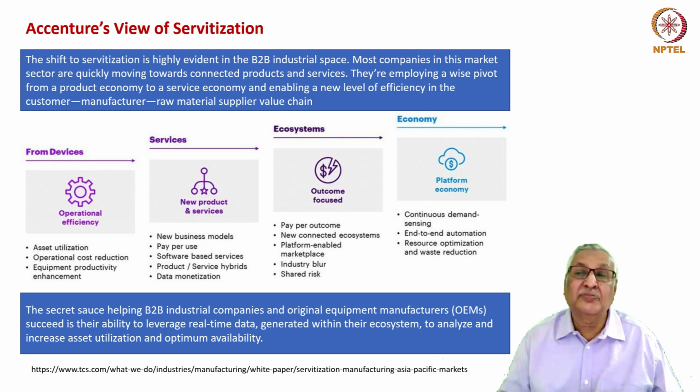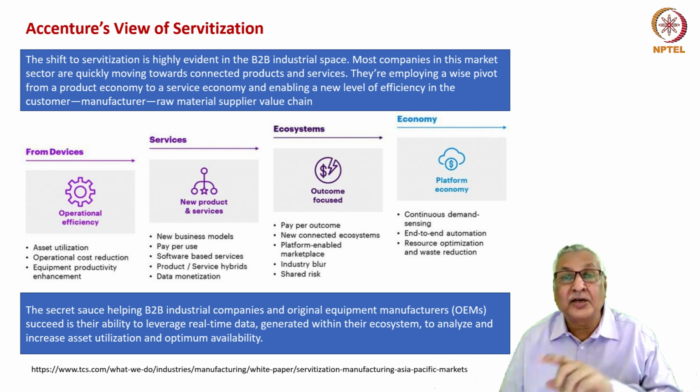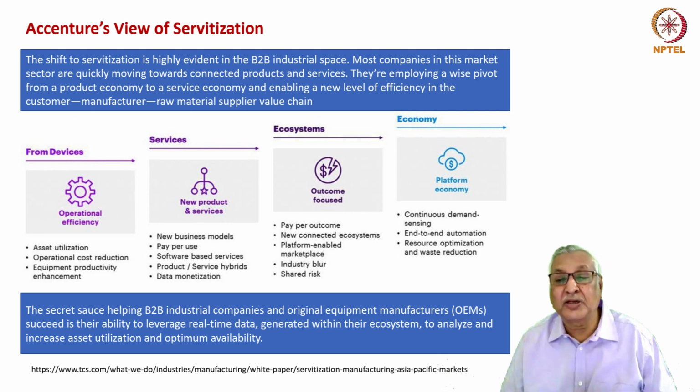So most companies in the B2B market sector are quickly moving towards connected products and services. They are employing a wise pivot from a product economy to a service economy, and they are also enabling a level of efficiency in the whole linkage customer, manufacturer, raw material supplier. So how does it operate? Operational efficiency accrues from devices, asset utilization, operational cost reduction, equipment productivity enhancement. Then the services take the next leap in terms of new business models, pay-per-use, software-based services, product service hybrids, and data monetization. Then the entire ecosystem gets transformed in a positive manner.